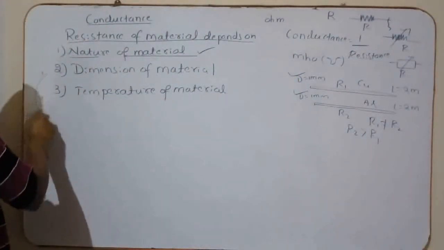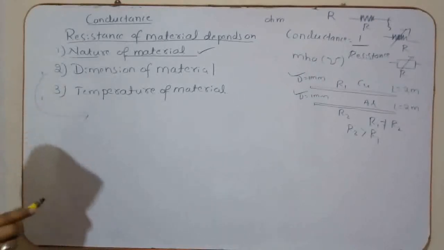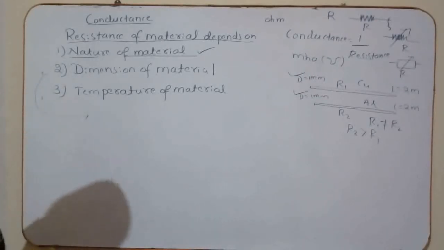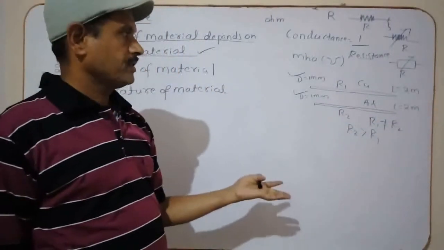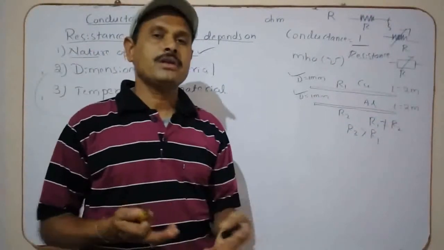Then you come to the dimension: depending upon the dimension of the material. Dimension means, suppose you change the length, you change the dimension. If you change the diameter, you change the dimension.